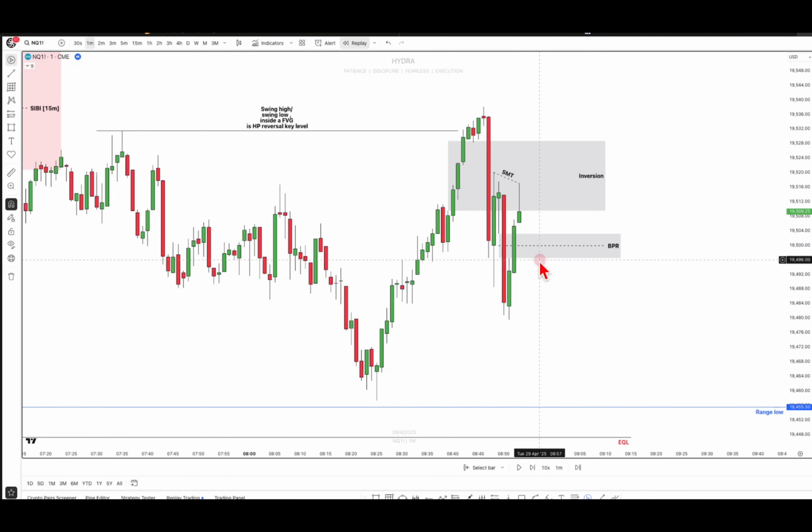And remember, guys, an inversion with a single fair value gap is less probability compared to a BPR. A BPR is greater than an inversion, all right? So when a BPR fails, that's a trade I want to take.